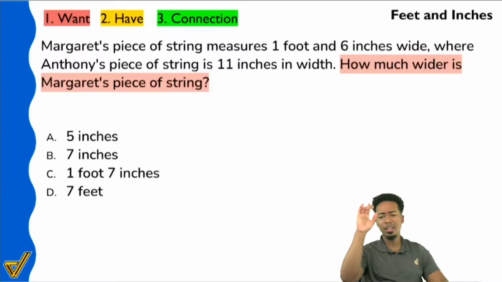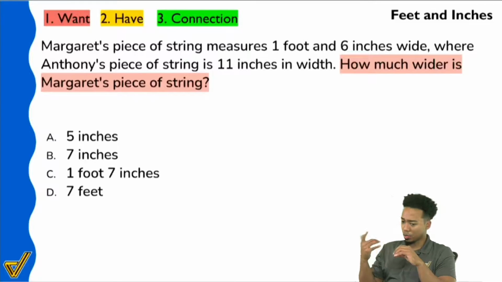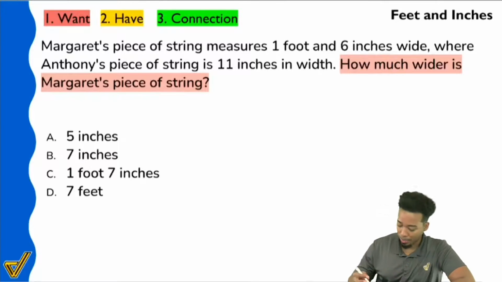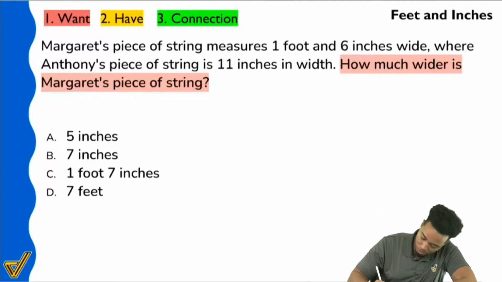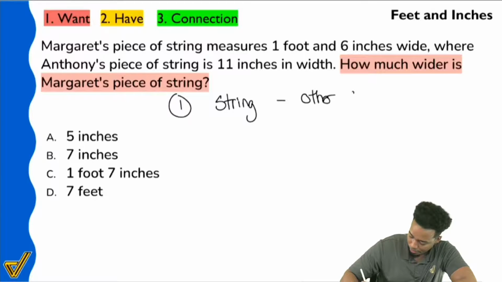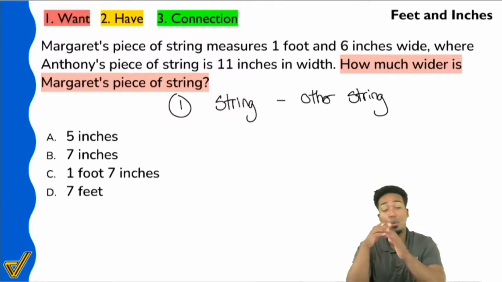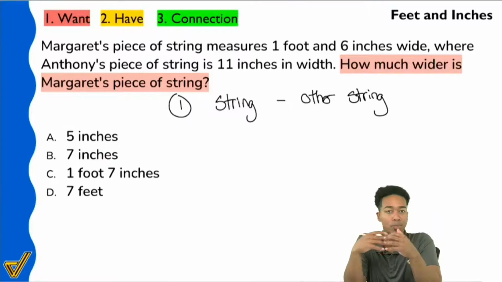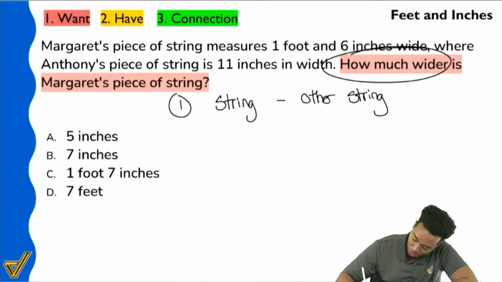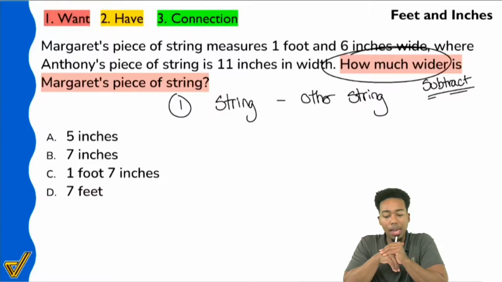Everybody, before we continue, do we agree with that? We're subtracting in this problem. Okay, great. So here, bam. If I want to know how much wider Margaret's is, we're going to go ahead and do this string minus other string. Again, before I even read the problem and read the information, I know that how much wider, this right here, that's subtraction. That's telling me to take the difference every single time.